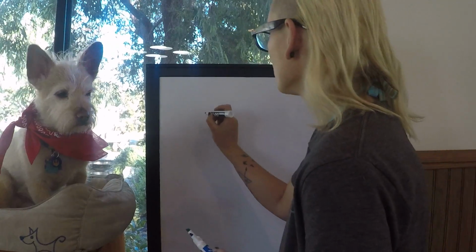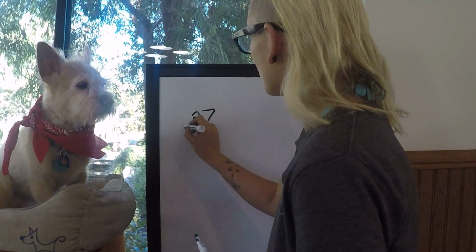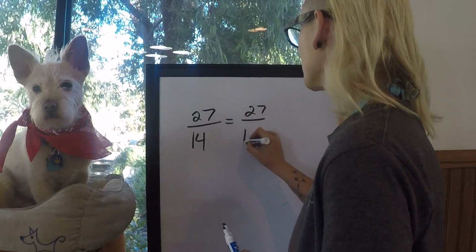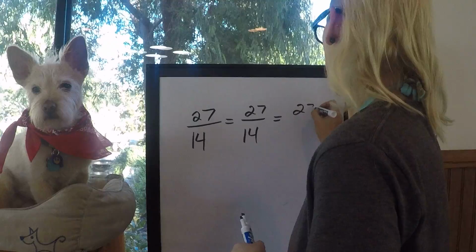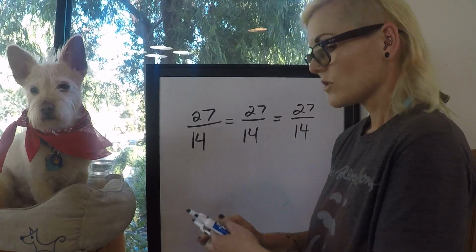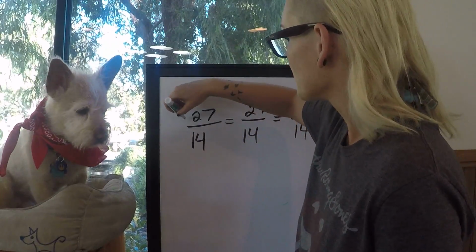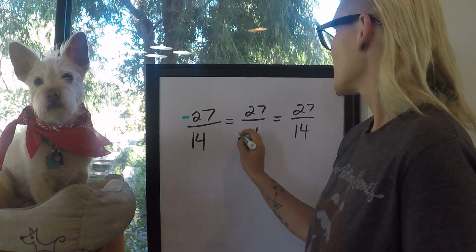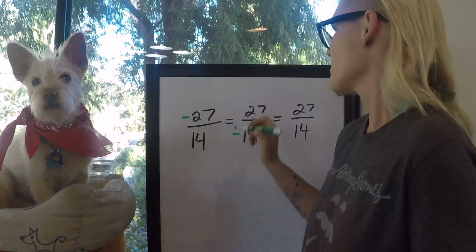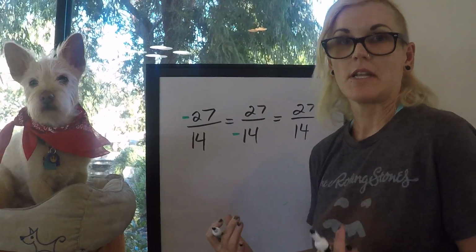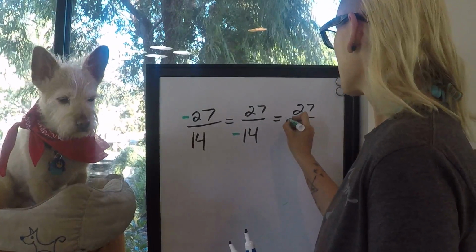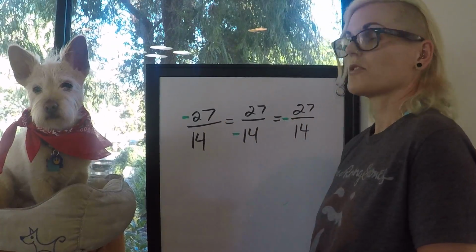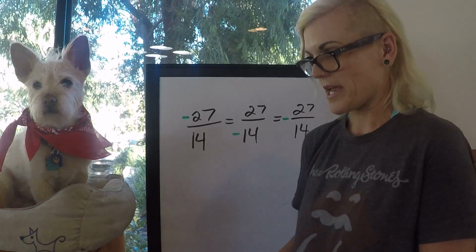So I'm going to write 2 different fractions. I'm going to write 27 over 14 equals negative 27 over 14 equals 27 over negative 14. Okay, so we can put our negative on the top, because a negative divided by a positive is a negative, or we could put the negative on the bottom. Okay, positive divided by negative is a negative. Or you might see that negative right in the middle of them. But either way, all three of these versions of the fraction are the same.